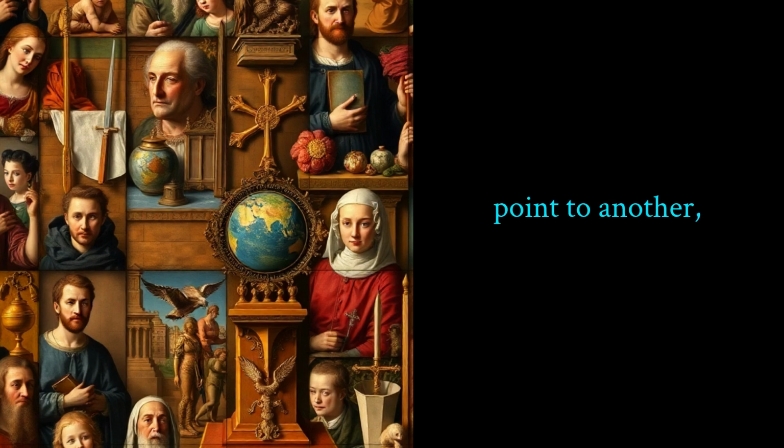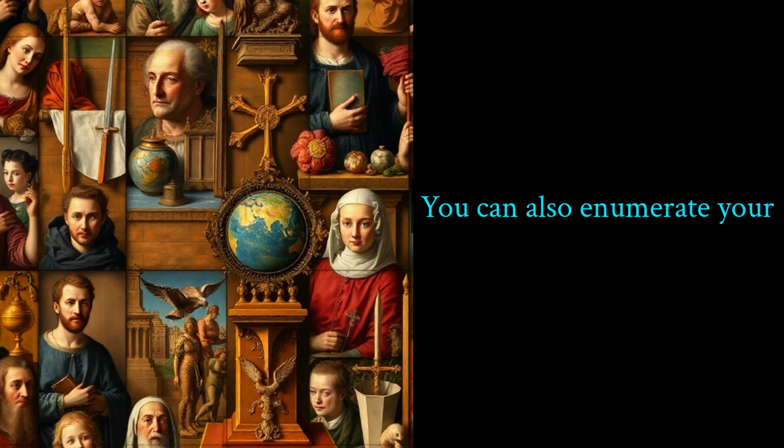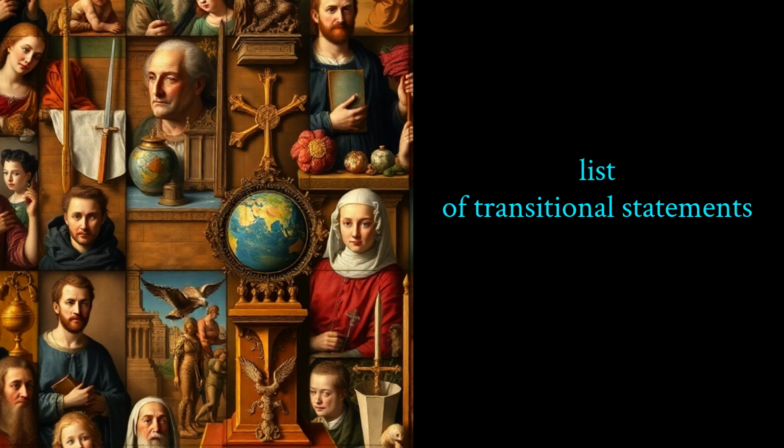When moving from one point to another, your transition may just be a word or short phrase. For instance, you might say next, also, or moreover. You can also enumerate your speech points and signal transitions by starting each point with first, second, third, etc. The text box above offers a short list of transitional statements that are helpful when you need to show similarity or difference between the points.